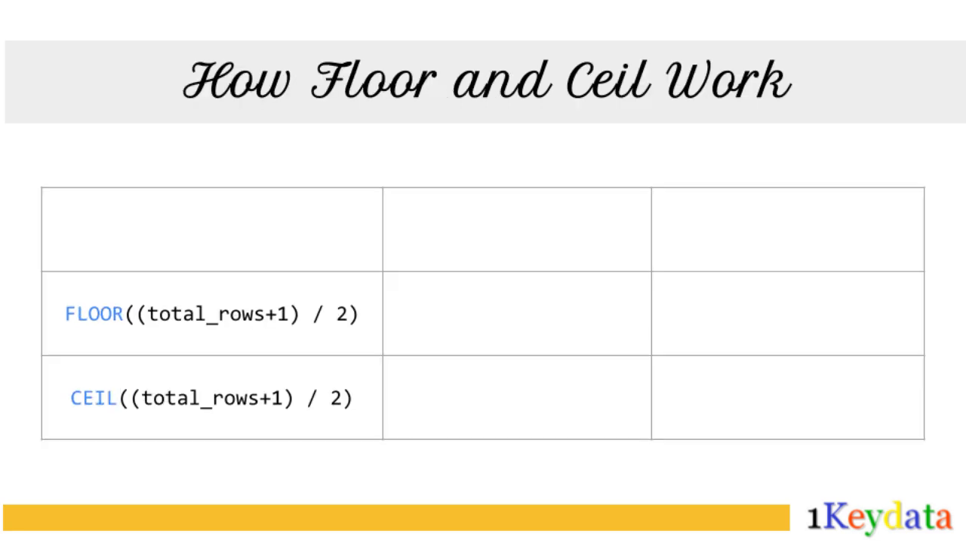Here's an example of an odd case. Let's say we have 7 rows. The floor function would return 4, and the ceiling function would also return 4, so the median is simply the fourth smallest value.